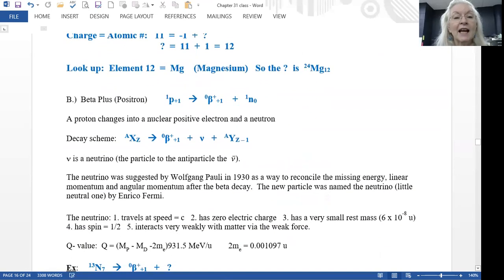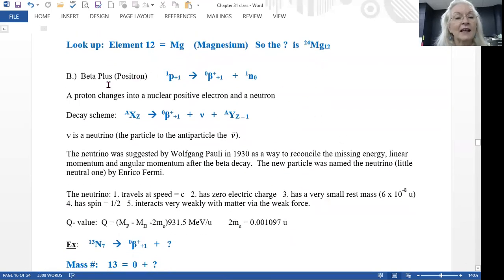In beta plus decay, sometimes called positron decay, a proton changes into a positive nuclear electron and a neutron. So again, the mass isn't going to change, but the daughter element will not be the same as the parent element. And in this case, you'll notice instead of a nu with a line over the top of it, it's just a nu by itself. That is a neutrino. That's the particle to the antiparticle nu bar. So when you put the bar over the nu and make it an antineutrino, antineutrinos are antiparticles, neutrinos are particles.